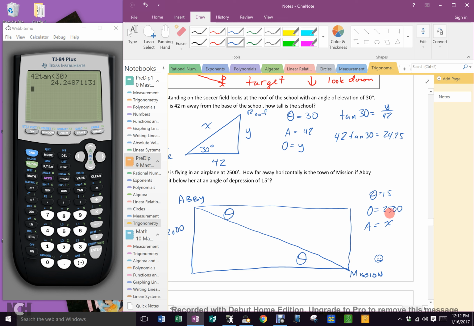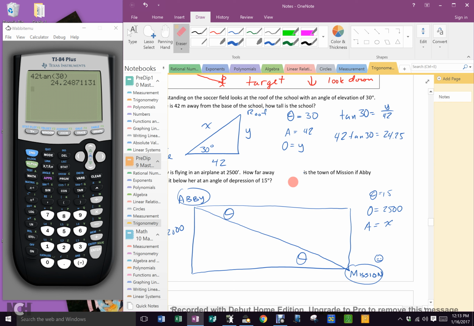Yes. Now, what if I change this word? I remove the word horizontally. How far away is the town of Mission from Abby? What do I need, Leighton? I need the hypotenuse, don't I? Everybody understand? Why? Because the hypotenuse will measure the distance from Abby to town.